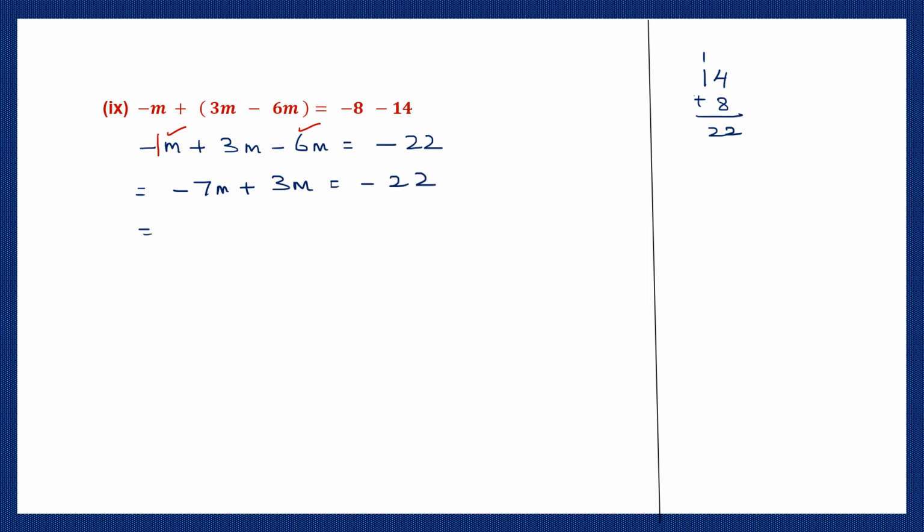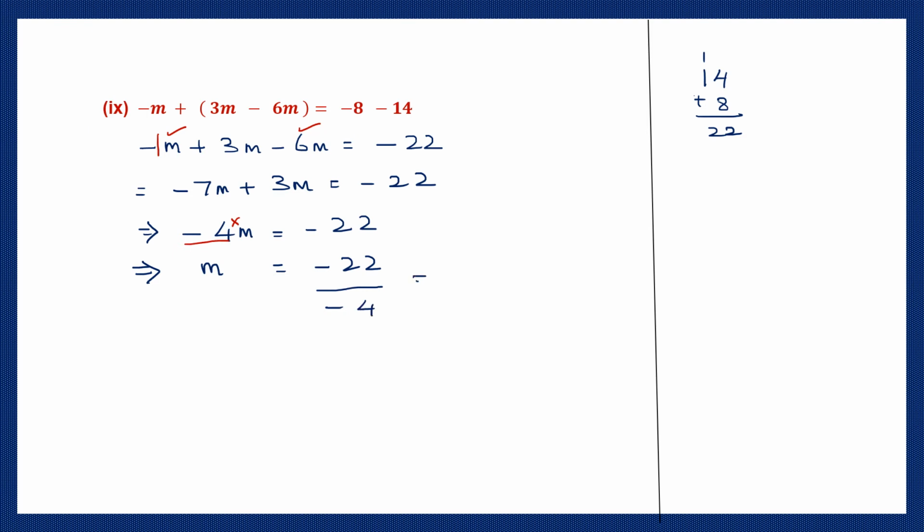Now here the signs are different, minus 7 and plus 3. So let's put the sign of the bigger number and subtract. 7 minus 3 is minus 4m. So minus 4m is equal to minus 22. So we can find the value of m. Here we write minus 22. Now I'm going to transpose minus 4, which is multiplication, to the right hand side. So it becomes division by minus 4.